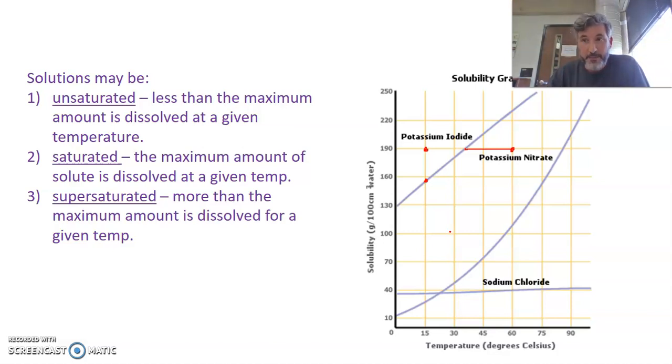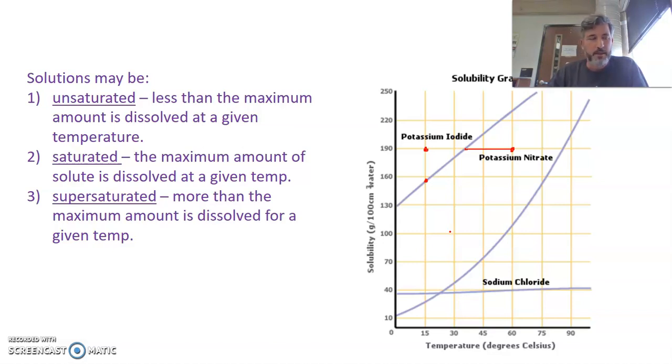But the other thing that might happen is just by happenstance, just by randomness, the potassium iodide ions never collide with each other often enough to form crystals. And if you never get that crystal formation to start, then it just never happens. And the ions just stay in solution, even though we have an extra 40 grams for that temperature. And so that's a supersaturated solution.